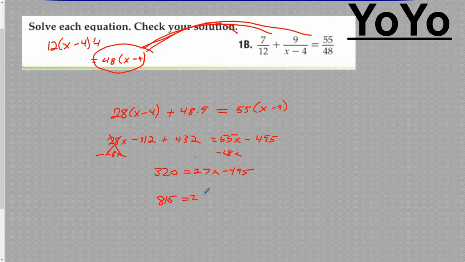815 equals 27x, and I'm going to hope that that's divisible by 27, so that when we divide both of these sides by 27, we will get just 30.2.